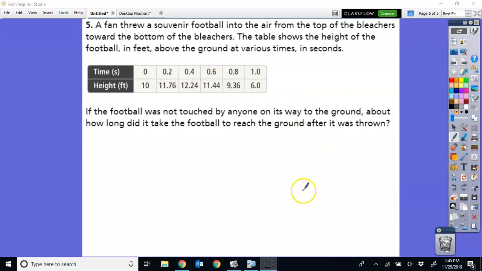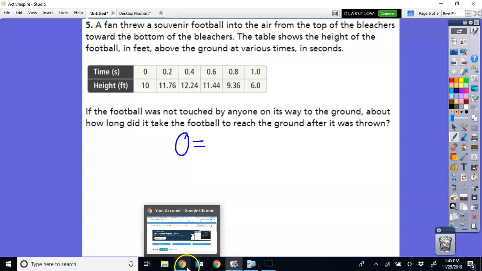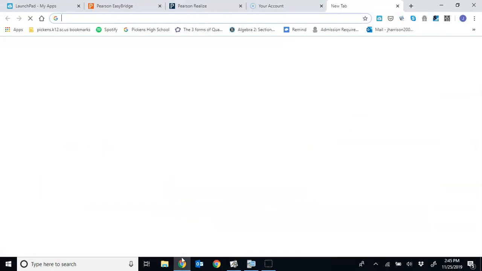If the football was not touched by anyone on its way to the ground, about how long did it take the football to reach the ground after it was thrown? This is where you would need an equation, because you would have to set your equation equal to 0 if you want to find when something hits the ground. So, two ways to find the equation. You can either use Desmos or you can use the graphing regression on our regular old calculators.